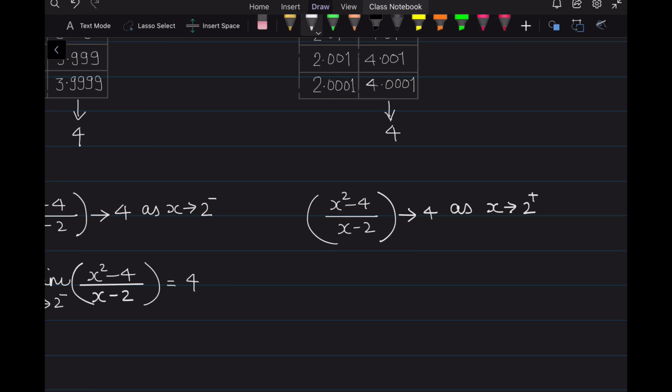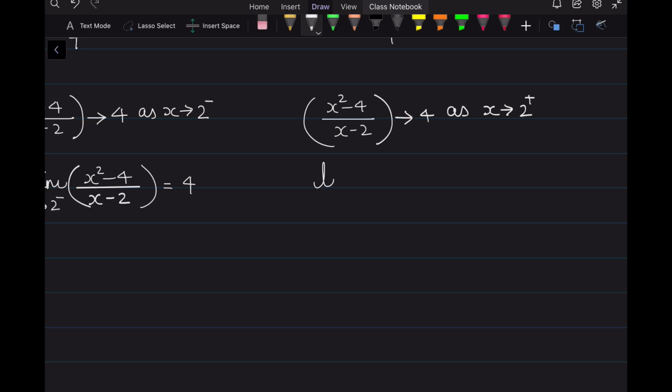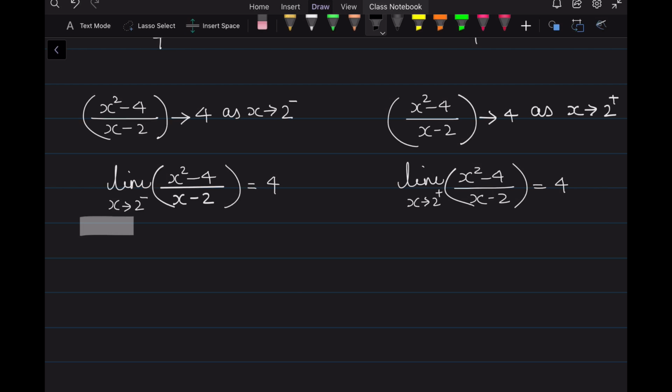So we write it symbolically as the limit of x squared minus 4 over x minus 2 as x approaches 2 from the right side is equal to 4. Again, the right hand side limit of this function also exists because 4 is a fixed number. So we see that the left hand side limit as well as the right hand side limit of this function exists, and also it's the same number in both the cases.